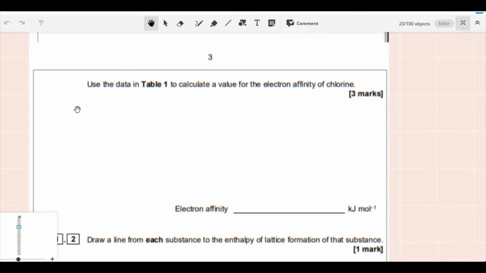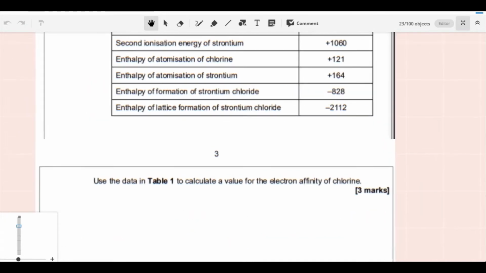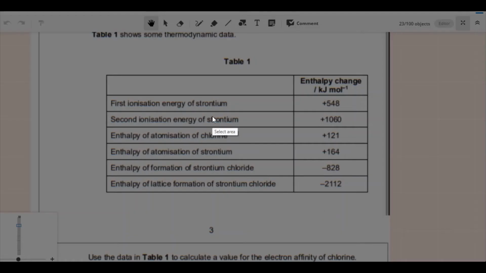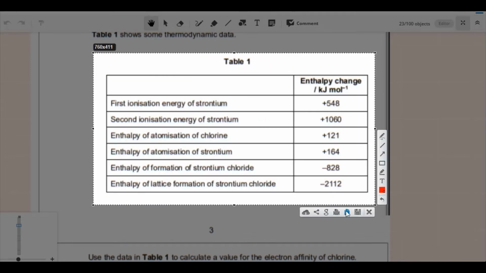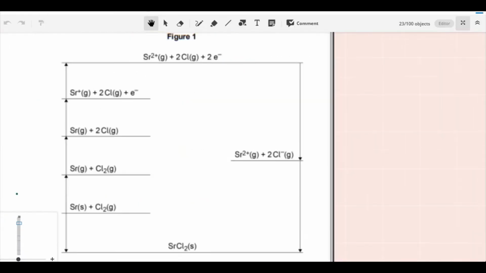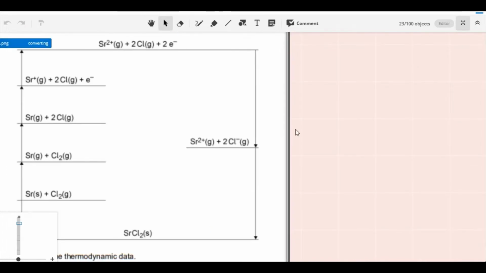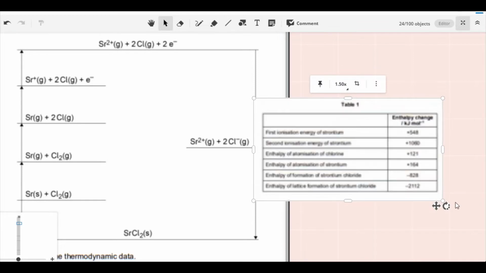It means you first write the equation in which del HF is equal to all the energies, then put in the values, and then find the electron affinity of the chlorine atom. We will start. First of all, I am going to take this table from here and paste it here. Then we will see what happens at each level and what that energy will be.